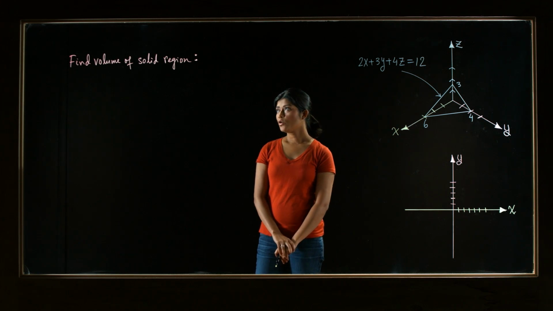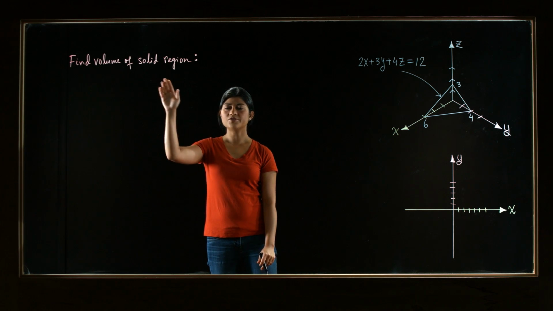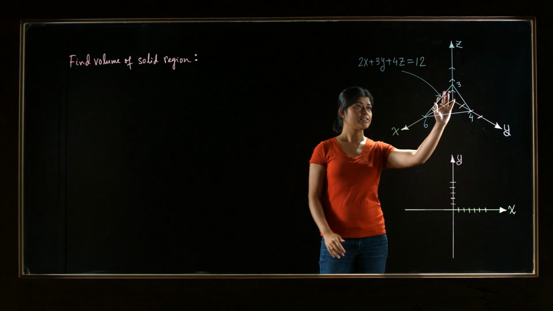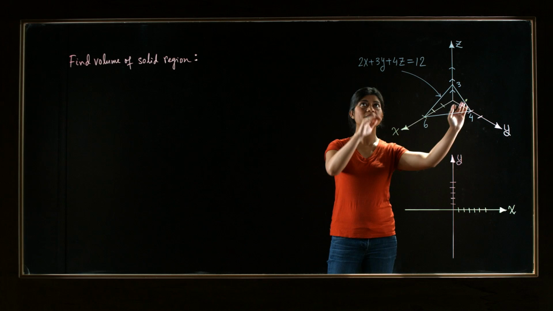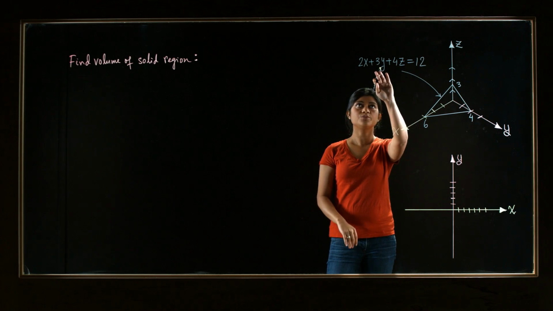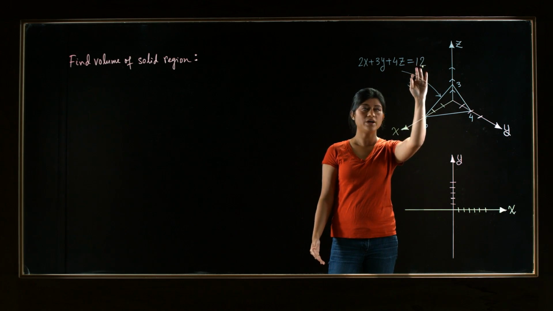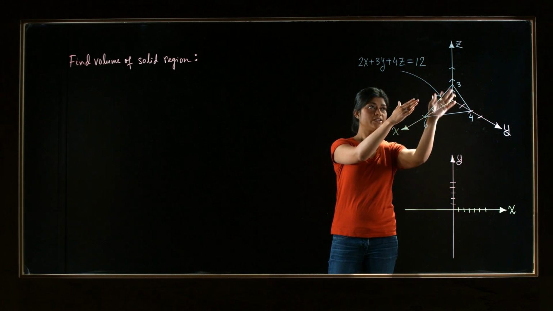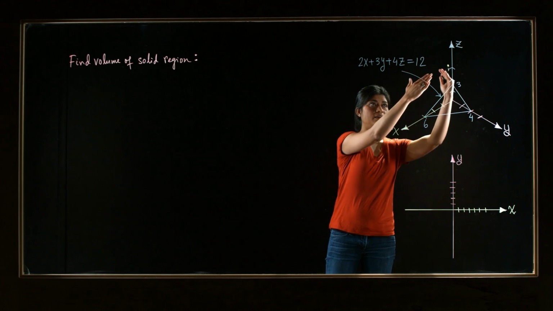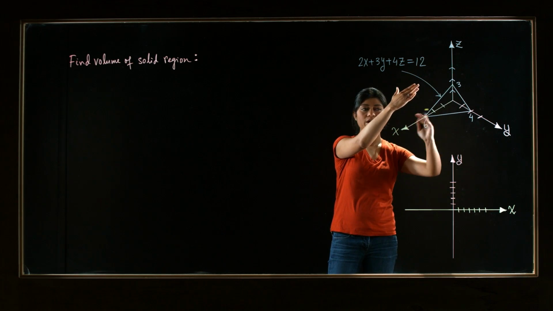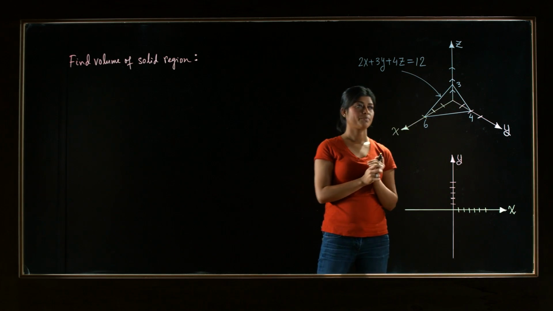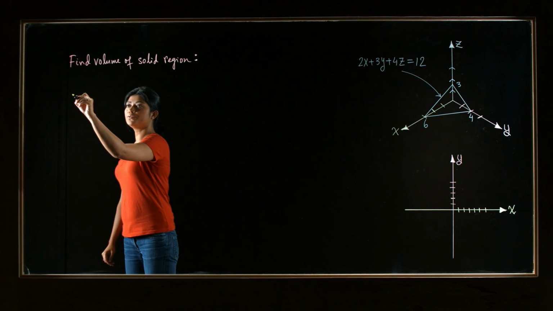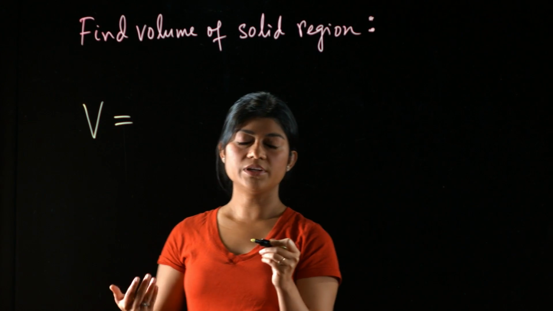In this problem, we have to find the volume of a solid region, and the solid region is already drawn. It's the region that's bounded by this plane that's given by 2x plus 3y plus 4z equals 12 in the first octant. So the solid is bounded by the plane and the three other planes, the yz, xz, and xy. Now let's recall first how do we compute volume using a double integral.